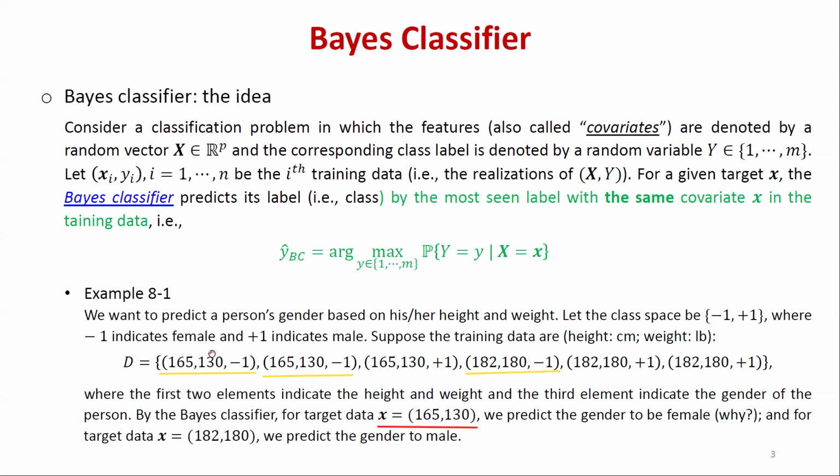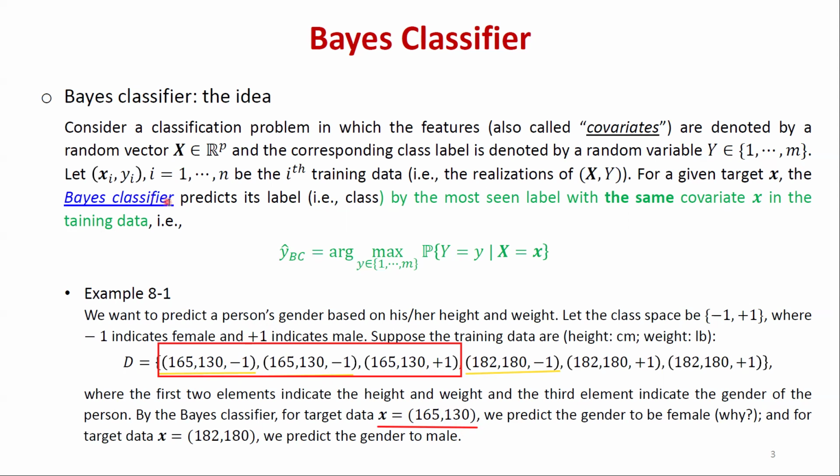So we can see, okay, we do have 3 people in the training data. Let me box it, using another color, let's say red. Okay, so these are 3 people, see it? The height and weight are 165, 130, right? But among these 3 people who have exactly 165, 130, 2 of them are female, 1 is male. Then I'm going to classify the person to be female.